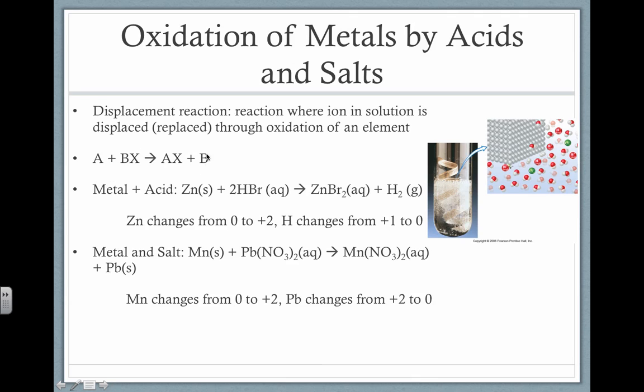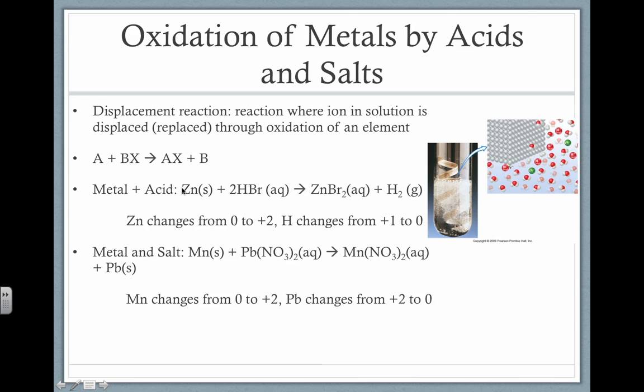A plus BX becomes AX plus B. What ends up happening is the metal replaces the hydrogen ion in the acid, if it's an acid, and for a salt, the metal replaces the cation in the salt. So here are two examples of this. Zinc plus hydrobromic acid gives us zinc bromide and hydrogen gas.